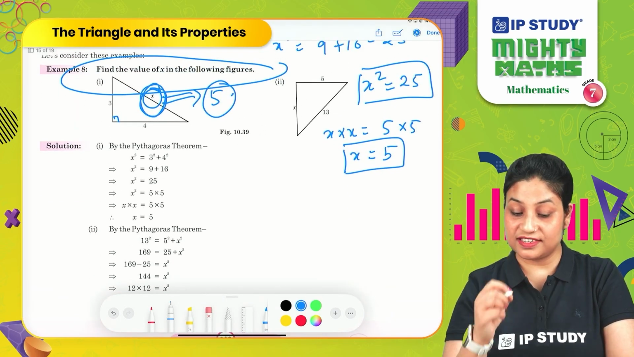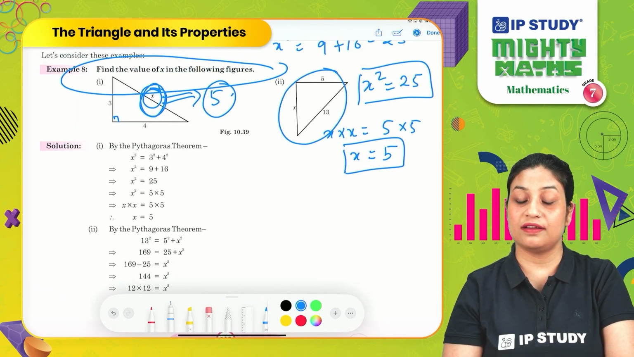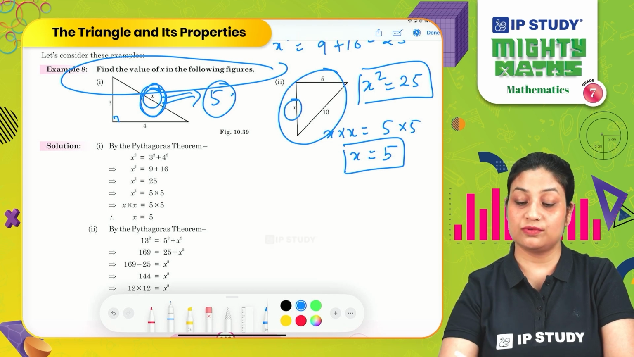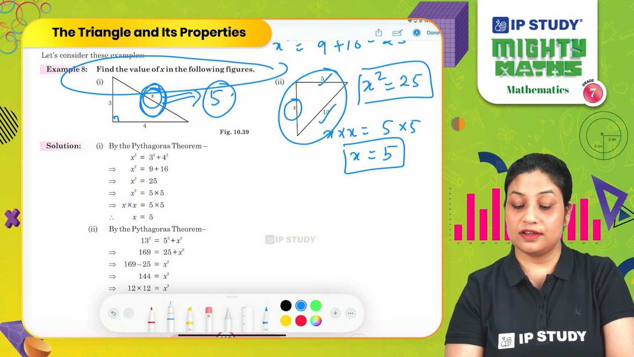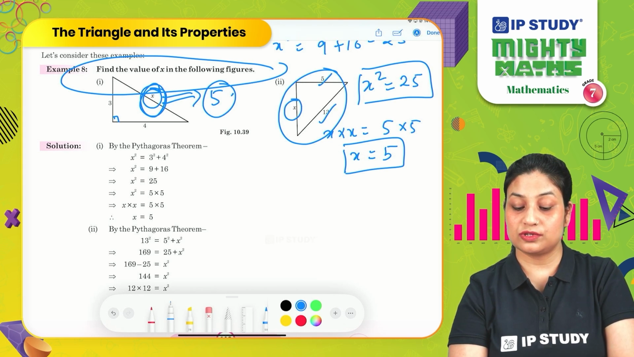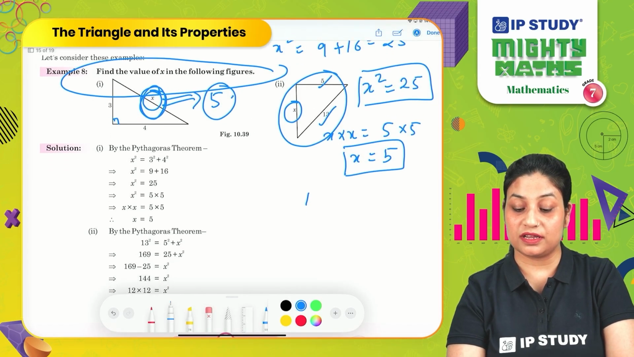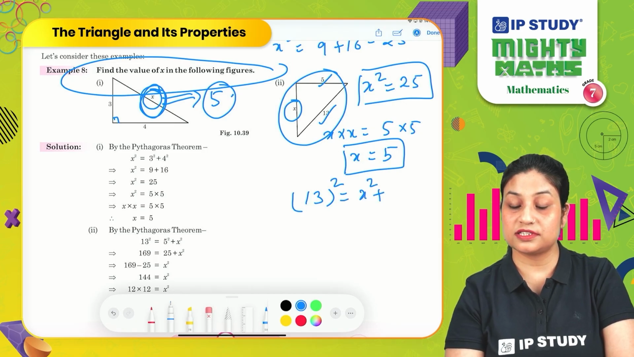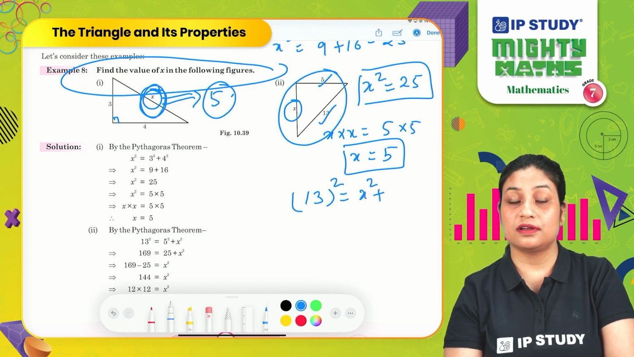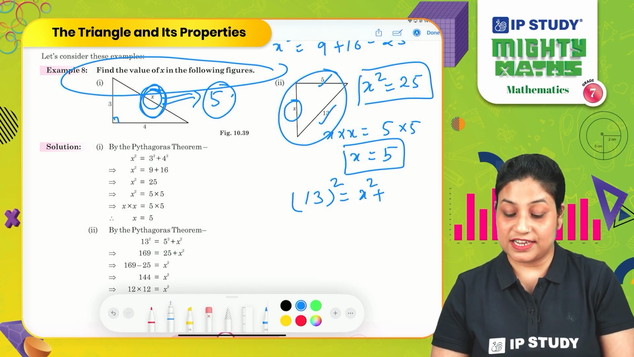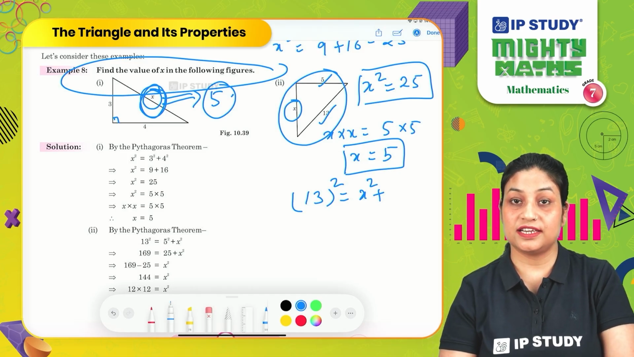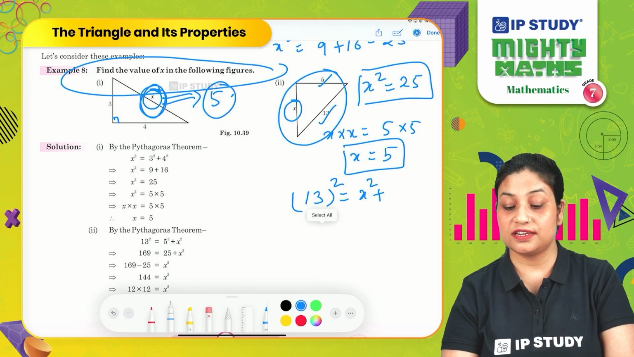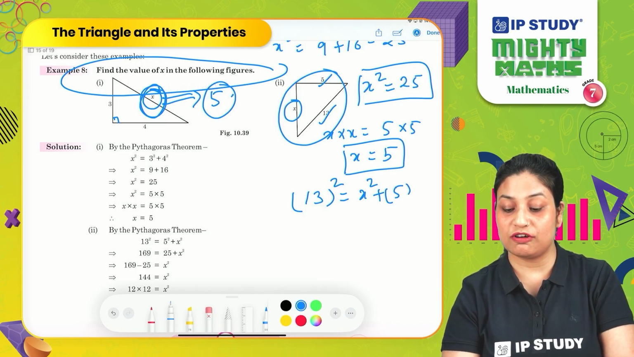Now, let's take another example. In this example, again we have to find out the value of x and two sides are given to us, right? Here the bigger side is 13. So, I will just put the values in the formula, or in the property, which states that the square of the bigger side is equal to the sum of the squares of the other two sides. So, here 13 square will be equal to x square plus the square of 5.